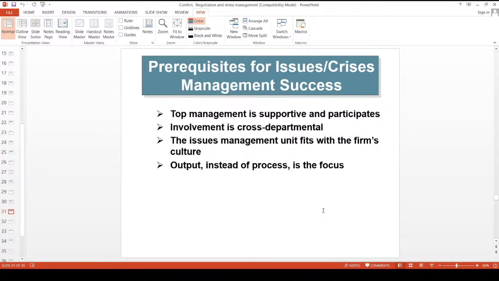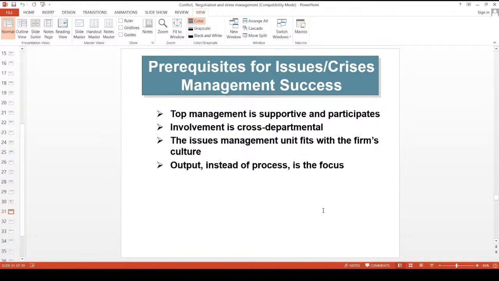The issue management unit fits with the firm's culture. Now again, whatever unit is there to resolve the issues, they should always keep in mind the firm's overall culture, and that is especially important when you hire a third party consultant who is going to resolve the conflict between the different parties. Then he has to care about the organization's own culture, because when you involve a third party or an outsider as the expert, he may not be very familiar with the company's own culture. So he has to study the organization's culture, and accordingly decide a particular solution which may be culturally acceptable to the organization and the stakeholders.